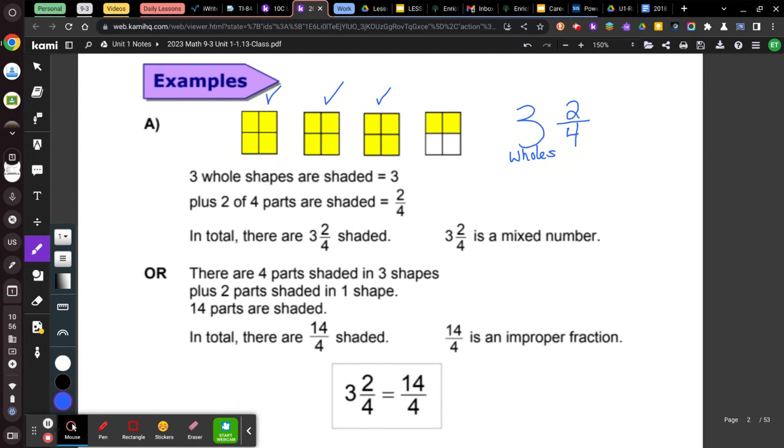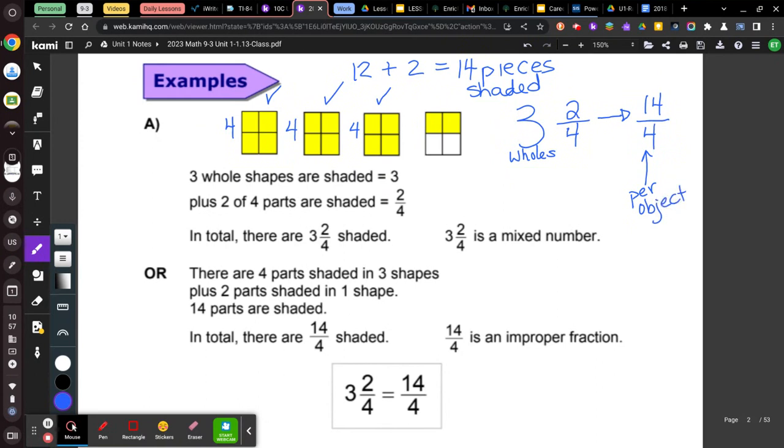Count all of the pieces. So if I were to count all my pieces, I've got 4 here, 4 here, that's 8. I have 4 more, that's 12. So I've got 12 plus 2 more, which gives me 14 pieces shaded. Okay, so 14 pieces shaded is going to be the same thing as this. 14 out of how many each object? This is per object. So the number on the bottom is not out of 16. The number on the bottom is out of 4 because each object is out of 4. That's why it's out of 4.